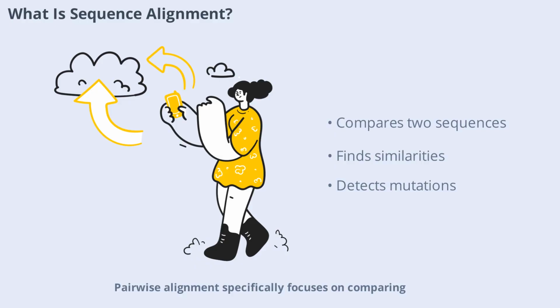Pairwise alignment specifically focuses on comparing just two sequences at a time, making it a foundational tool before moving on to more complex multiple sequence alignments. Understanding sequence alignment is essential for anyone working in genomics, as it underpins many analyses in the field.